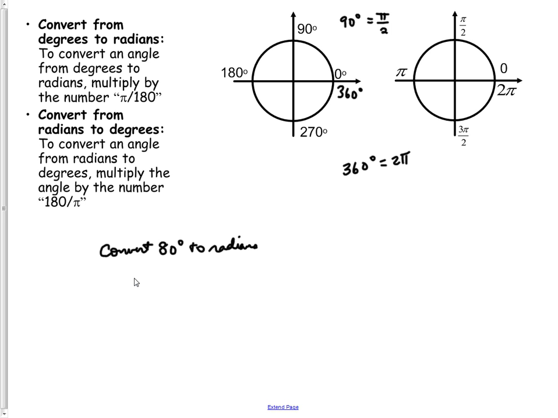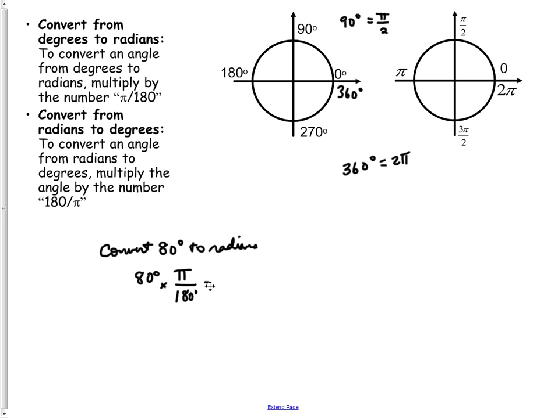To convert 80 degrees to radians, we're going to take that 80-degree angle and multiply it by the fraction pi over 180. The good way to think about this, if you remember converting units, is that this is radians in the numerator and degrees in the denominator, radians per degree. So it is 80 degrees times pi radians for every 180 degrees. So the degrees are going to divide out.